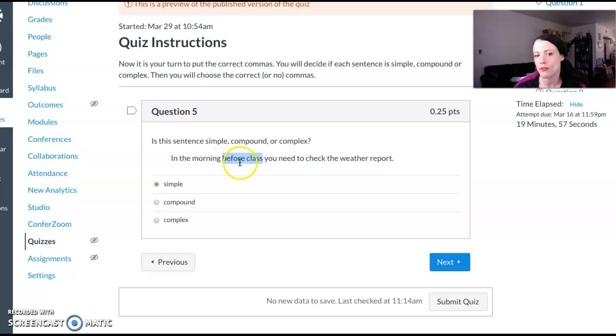If you see the word before, sometimes before introduces a clause, a subject and a verb, like before you go to class, right? That would be a clause, but this is just a prepositional phrase. Before can be a preposition too. So remember that. Before plus noun, that is definitely a prepositional phrase. Prepositional phrase, and here is my subject.